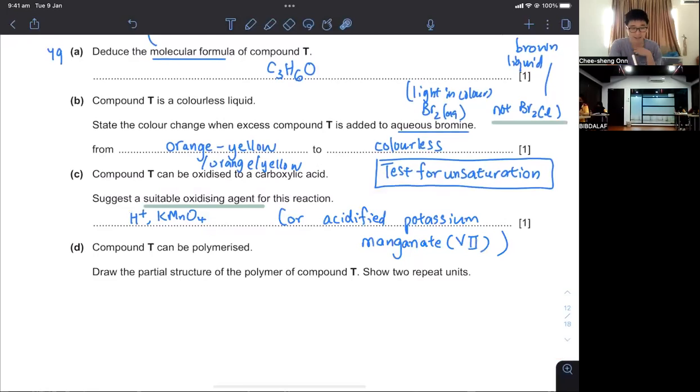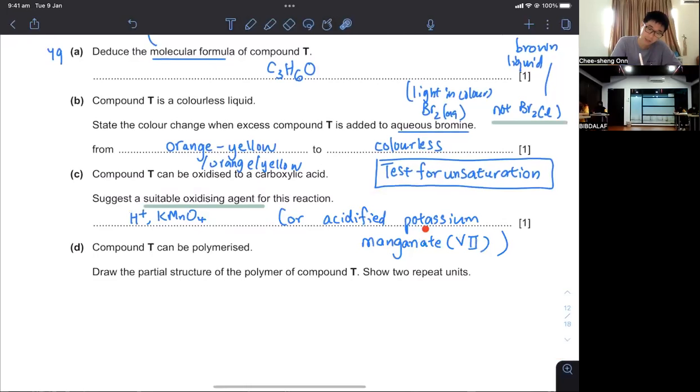But regardless, you need to know what it is in words, because sometimes the question will ask you, name the oxidizing agent. So this is name, this is suggest, or when they don't give you any specific instruction, you can give formula or you can give the name. It's up to you. All right? And these are all stated in the syllabus, yeah?